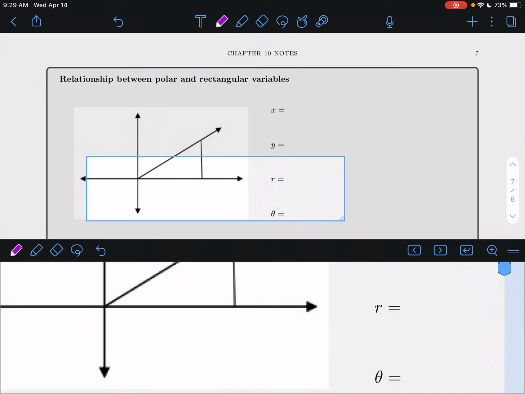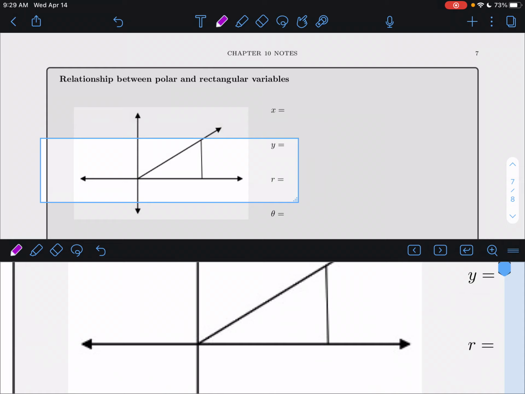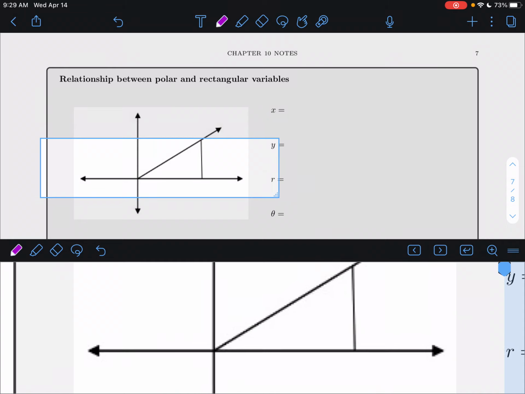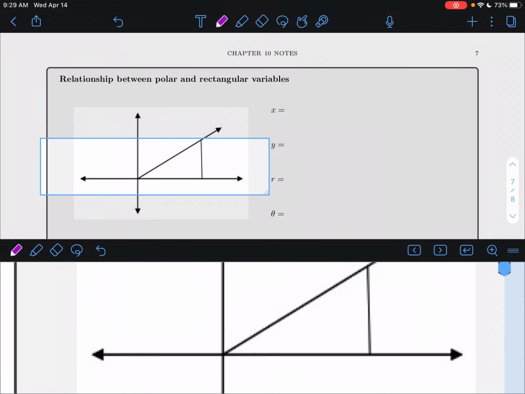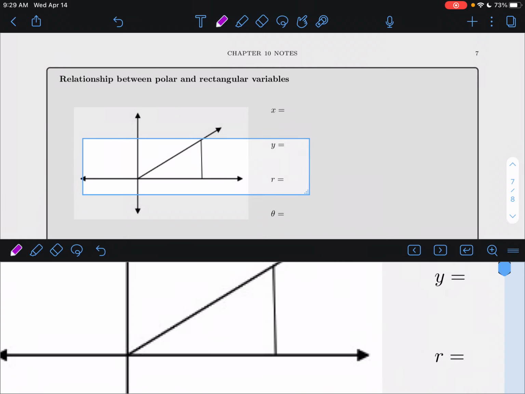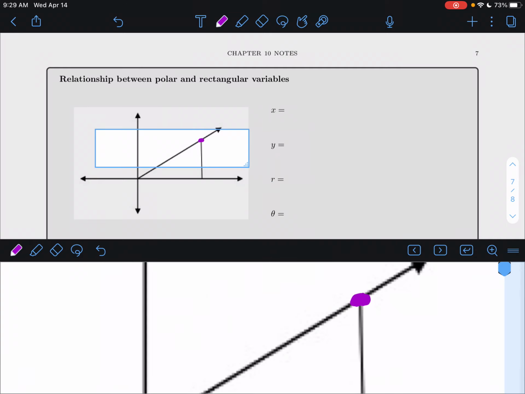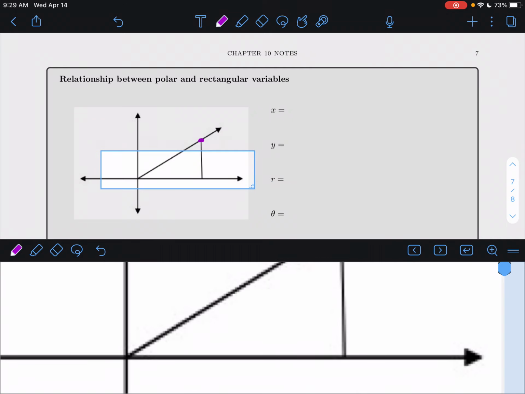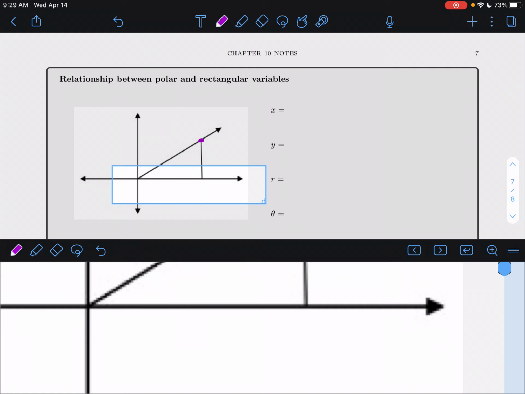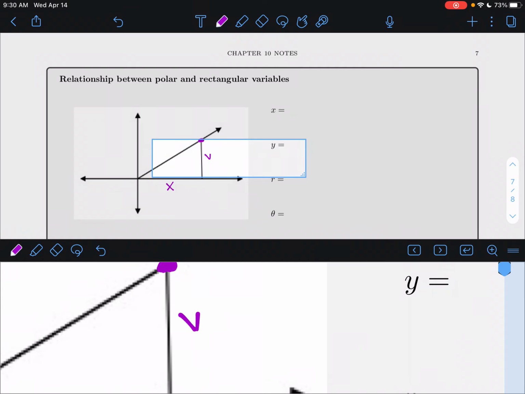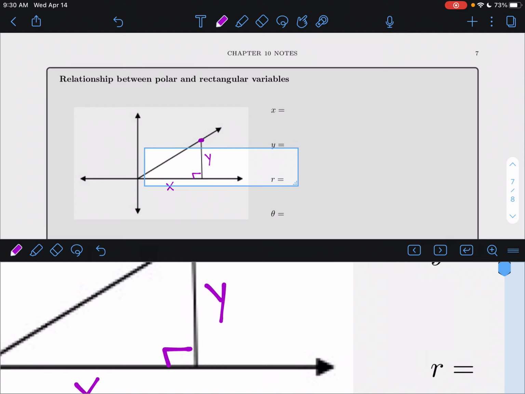So I have this diagram here, and clearly this is like a coordinate plane, or my axes there. And if this is a point, well, the x value of that point is how far out we traveled. It's the horizontal distance. So there's my x. The y value is the vertical distance. So there's the y. And this is a right angle. I feel like I should mark that.